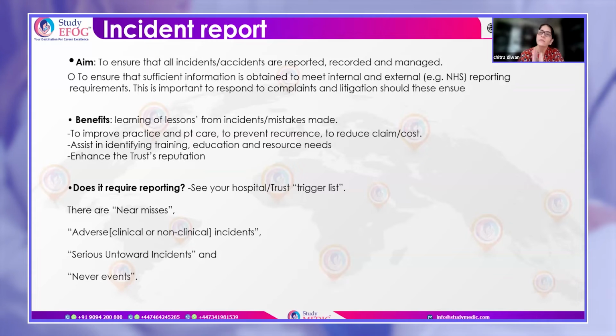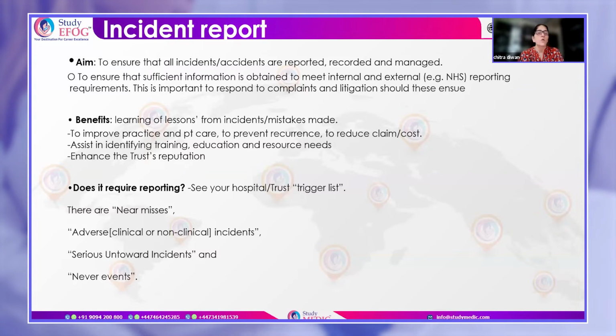Or in the operation theater, the wrong side of the patient was going to be operated. Like a patient has come in for a cataract surgery. The cataract is there in the left eye, but the surgeon thought it is in the right eye and he was going to operate on the right eye. But in time, he realized his mistake and he corrected it. So that is something which is a near miss.